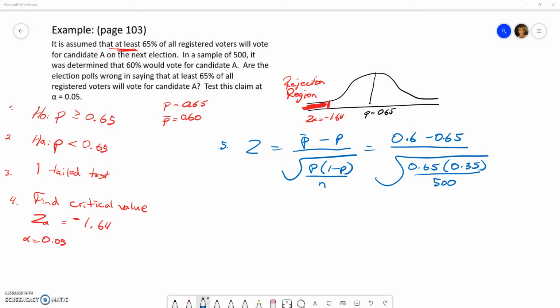So this math would show us that the Z value is negative 2.34. Negative 2.34 is going to be way over here. There's negative 2.34, clearly within this rejection region here. This would just keep on going on forever.